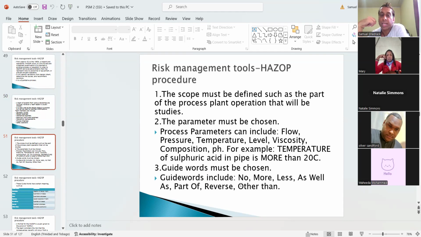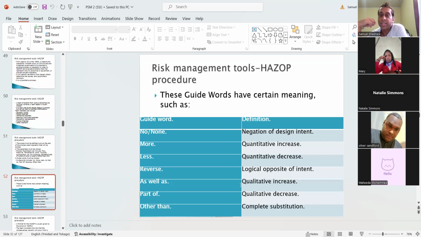Guide words must be chosen. Typical guide words include no, more, less, as well as, part of, reverse, other than. The guide words have certain meanings. For example, no would mean a negation of the design intent. More means a quantitative increase, less means a quantitative decrease. Reverse means that it's in the opposite logical direction of which it was intended to be. As well as could be a qualitative increase, part of a qualitative decrease, other than complete substitution, right?